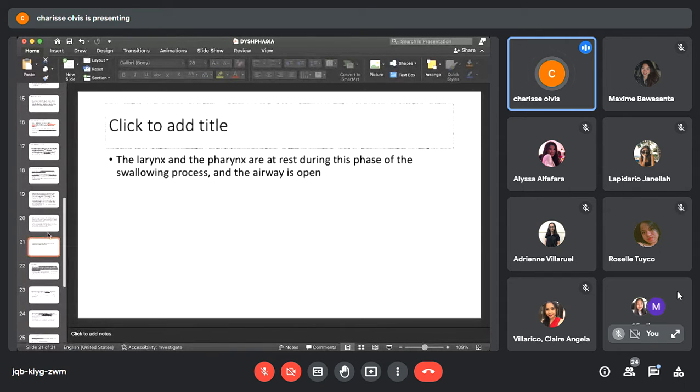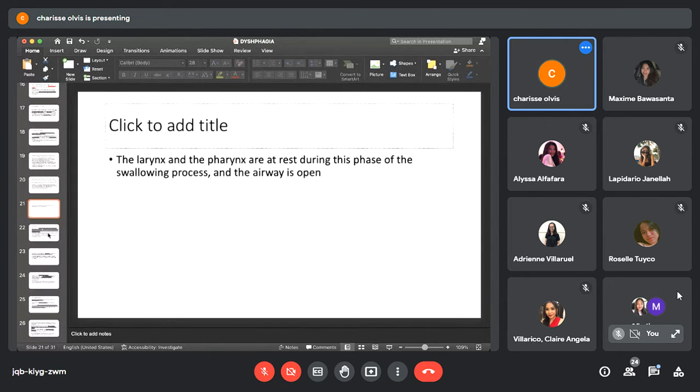Okay. And then you have to remember that during the oral preparatory phase, the larynx and the pharynx are at rest. Okay. And aside from the larynx and pharynx at rest, our airway is open. The larynx is not yet closed. It is still at rest because the bolus has not yet entered. Questions so far for oral anticipatory and oral preparatory?